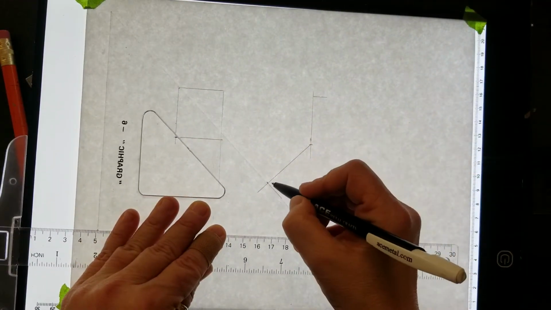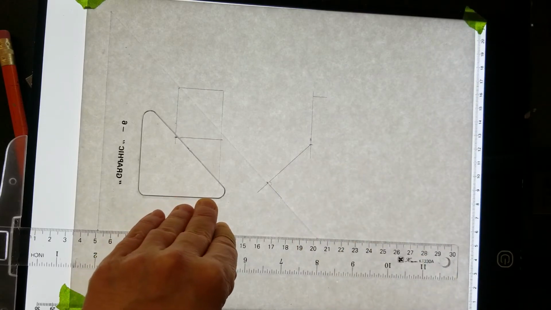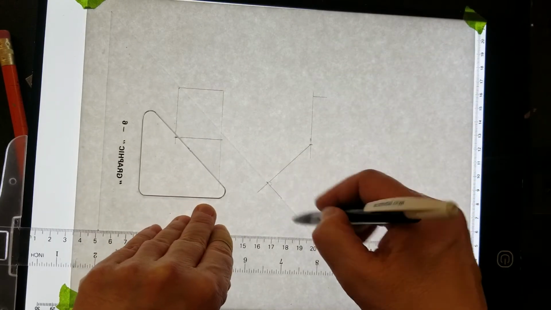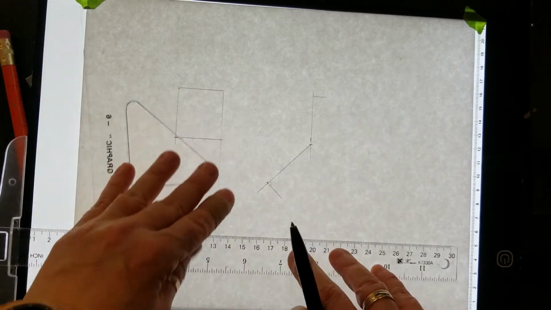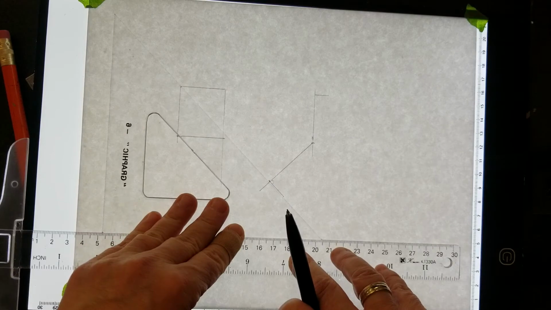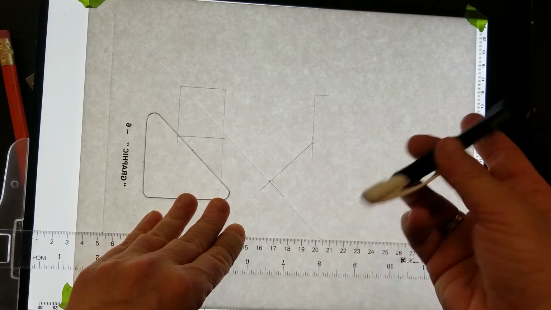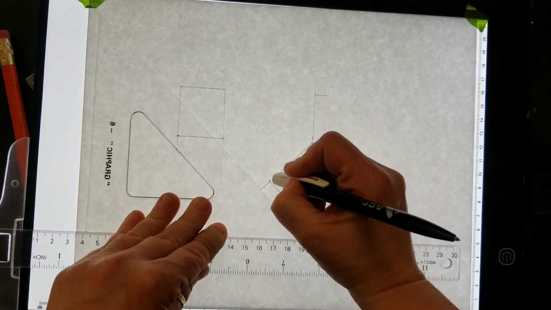This is perpendicular. It's 90 degrees to the other. So all I had to do was draw that line at that angle. Because if this is 45 degrees this way, this is 45 degrees this way. Done. That's how you get your 90 degrees in between. That's right out of geometry class.